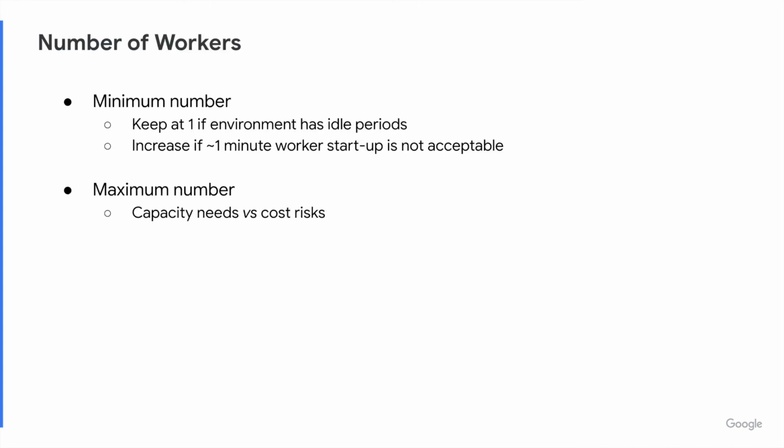If your environment has idle periods, you may consider keeping the minimum number of workers at 1, as this will make idle periods more cost efficient. Note that scaling out takes some time, and so increasing the number of minimum workers may improve responsiveness during bursty DAG runs. Maximum number of workers is a trade-off between access to high capacity and cost control risks.